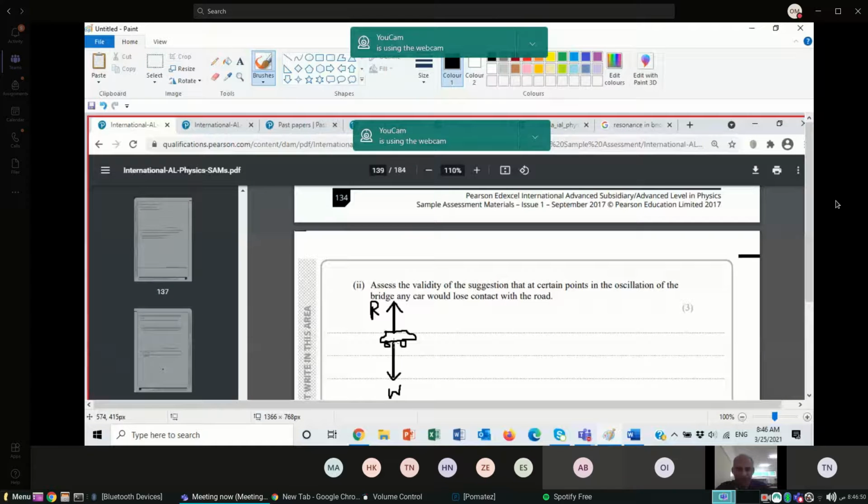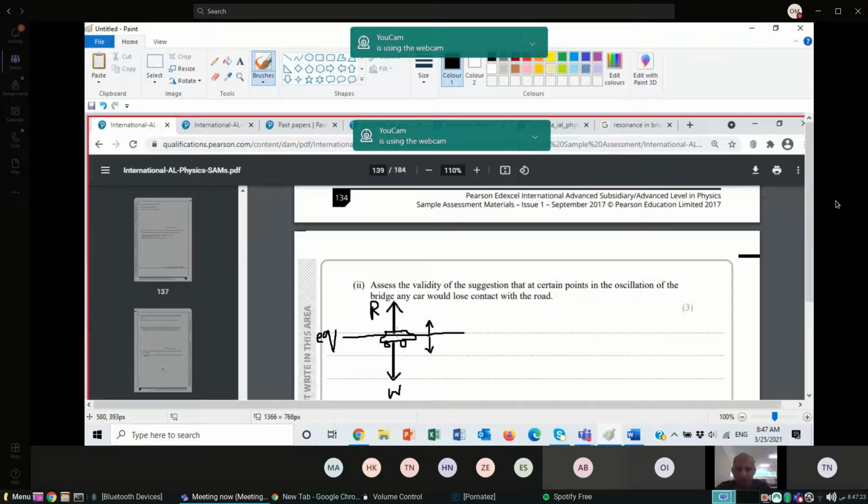Now this car is obviously oscillating up and down. Let's say this is the equilibrium position of the car, EQ. So it is oscillating up and down, and the car is oscillating around this equilibrium position, right?